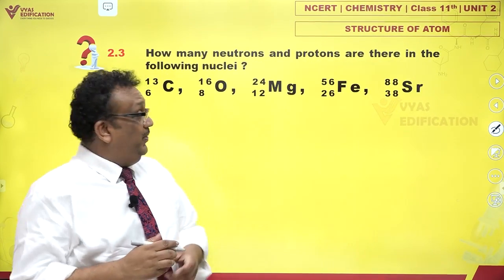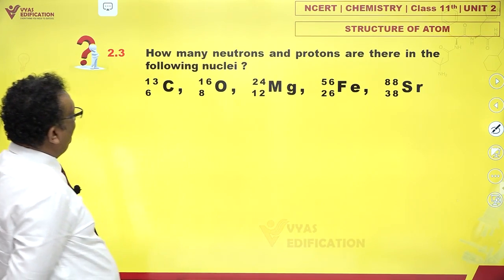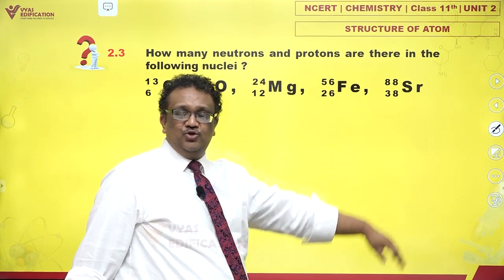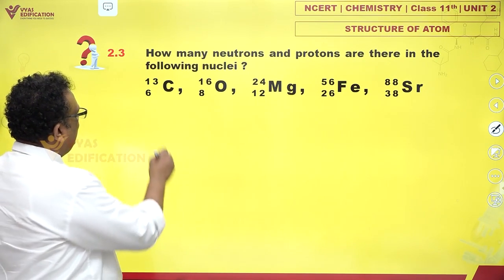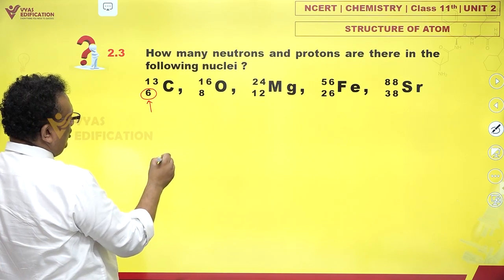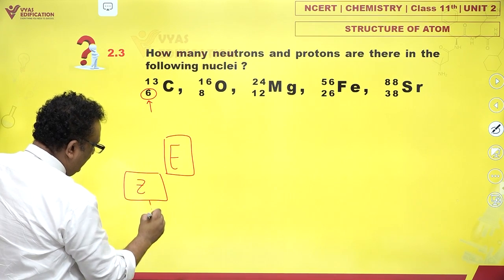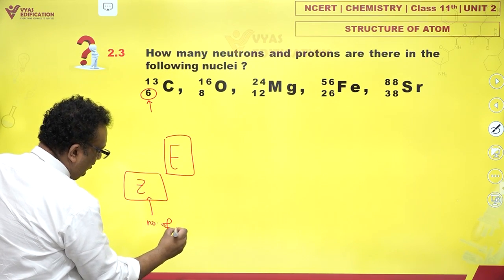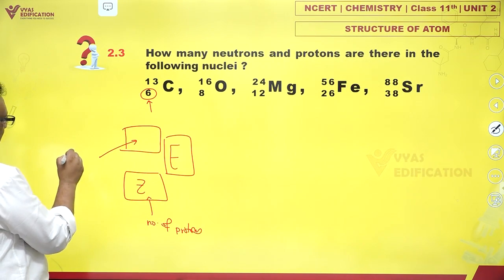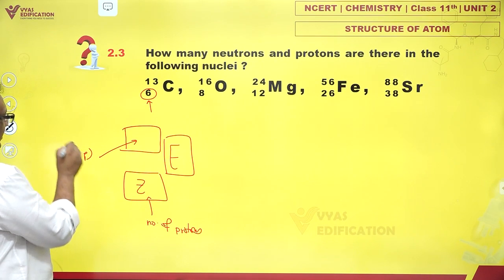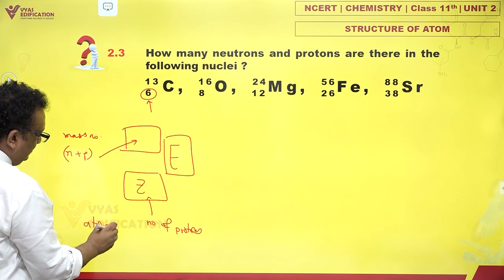How many neutrons and protons are there in the following nuclei? Let's see. We have carbon, oxygen, magnesium, iron and strontium. Okay, that's lovely. And how do I find the number of protons? If you have any element E, then the number below is the number of protons. And the number on the top is neutrons plus protons. It is called the mass number, and this is called the atomic number.